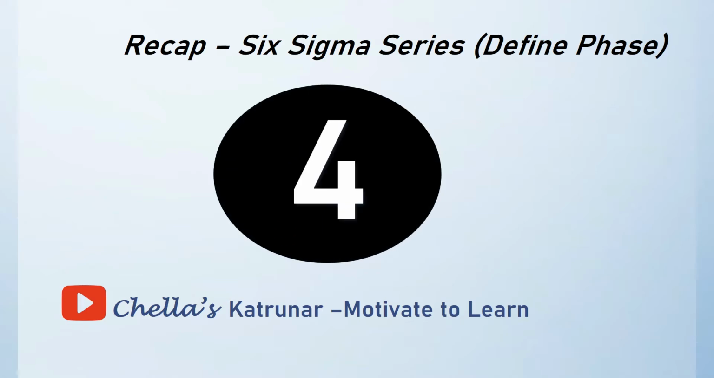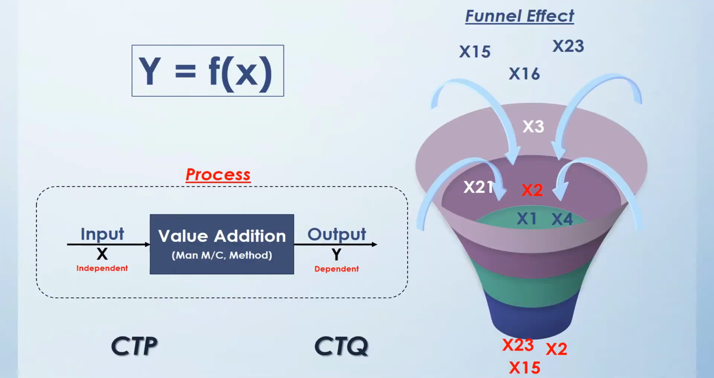Point number 4. Y is equal to f of x. This is a single line explanation of a Six Sigma project. So x is the input, and value addition is being done on the input. They are all independent variables. So we get the output, that is y, that's the dependent.